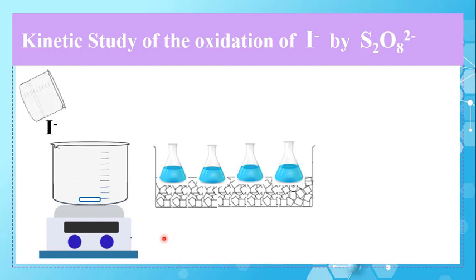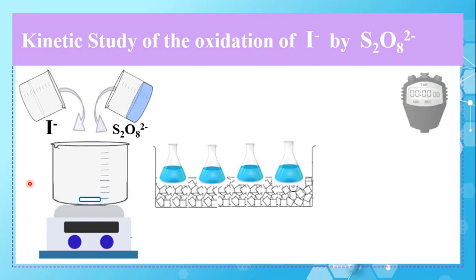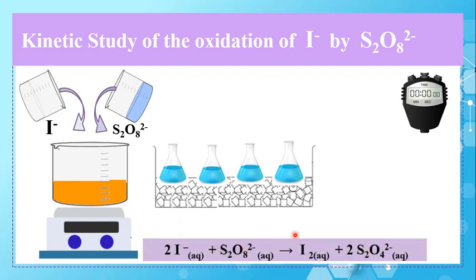Now, these are the two reactants I- and S2O8 2-. Once I pour them in the large beaker, I have to start the chronometer. Once the two reactants react together, I observe a yellow color that darkens with time to be orange, then brown. This is due to the formation of I2.